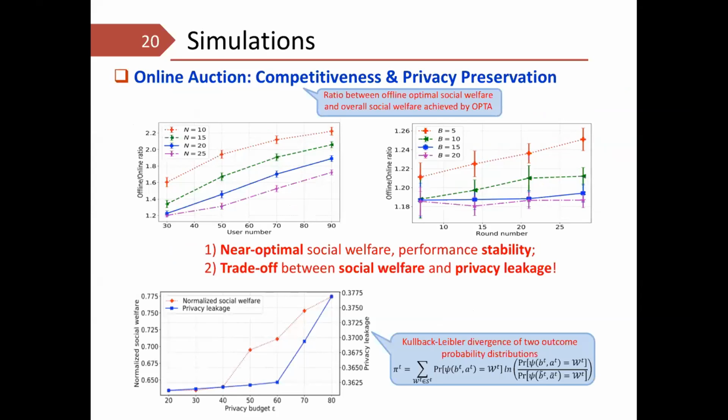For online auction, the competitiveness is captured by the ratio between offline optimal social welfare and its achieved overall social welfare. The results show that OPTA provides near optimal social welfare and performance stability. To evaluate privacy performance, we define the privacy leakage as the KL divergence of 2 outcome probability distributions. The smaller the privacy leakage, the harder to distinguish 2 inputs, indicating a better privacy performance. From this figure, we find that there exists a trade-off between social welfare and privacy leakage.